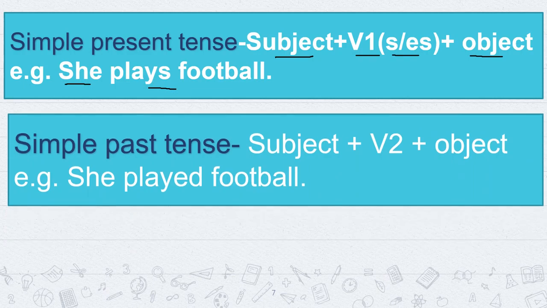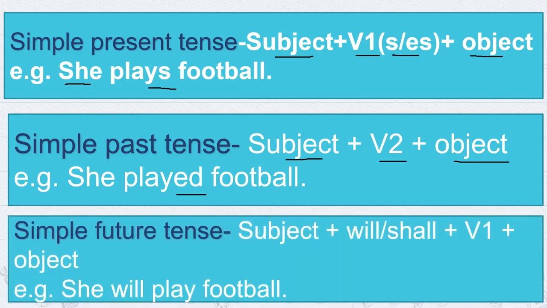After that, we read about simple past tense. The formation for simple past tense is subject plus V2, or we can say verb second form, plus object. See the example: she played football. Now here I have used the second form of verb with the subject. After that, at last we read about simple future tense, for which the formation is subject plus will or shall plus V1, or verb first form, plus object. For example, she will play football.